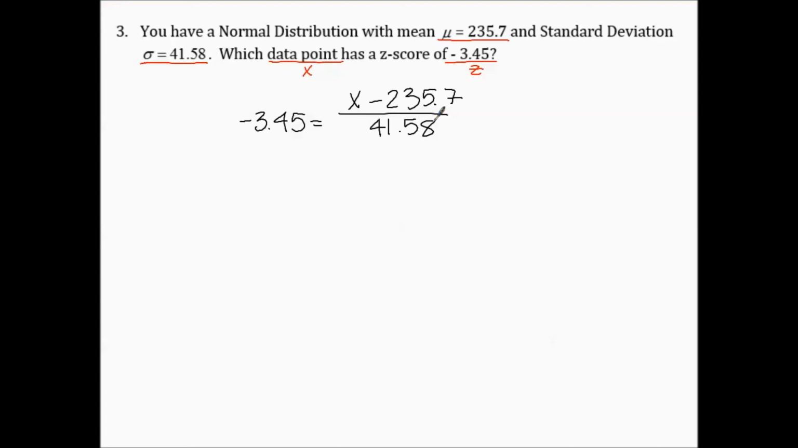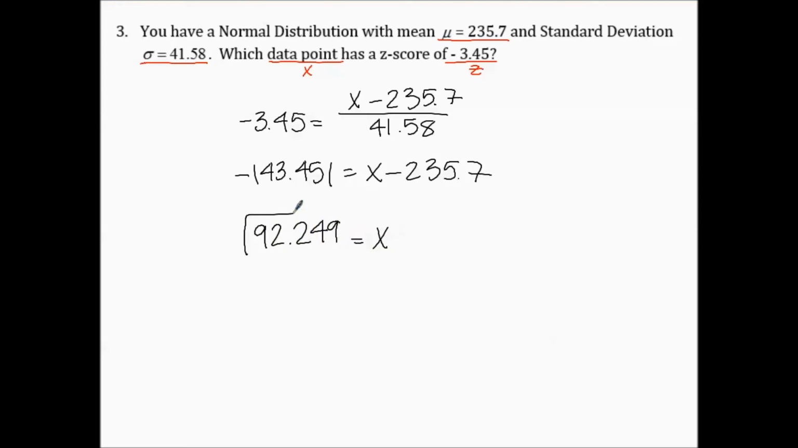So to solve for x, we first need to multiply both sides by 41.58. And when you do that, you get -143.451 equals x minus 235.7. Then you add 235.7 to both sides, and you get that x is equal to 92.249. So this problem still uses the idea of z-scores, but we're kind of going backwards and trying to find x instead of z.